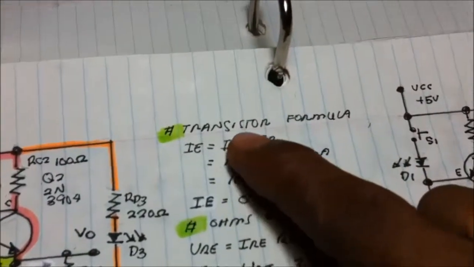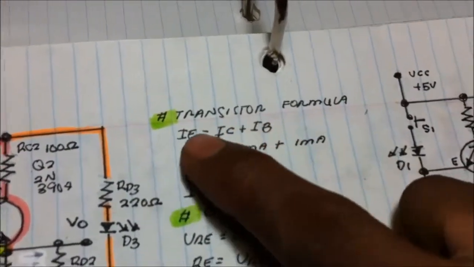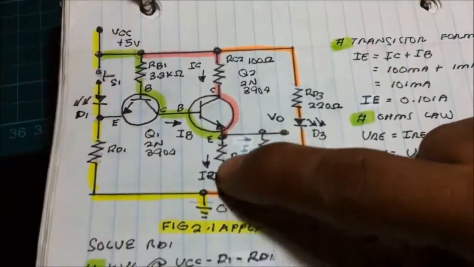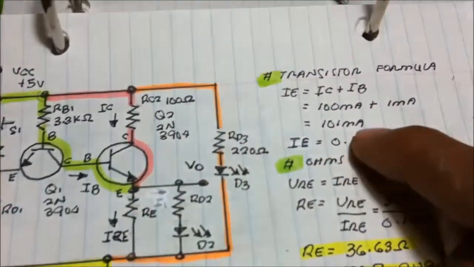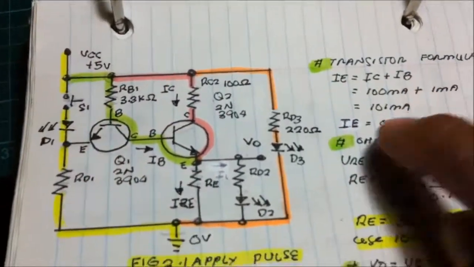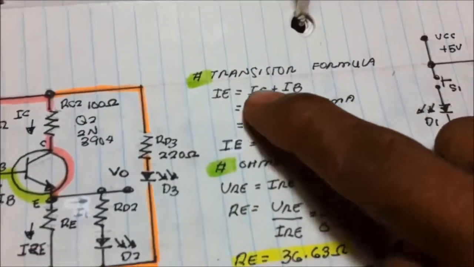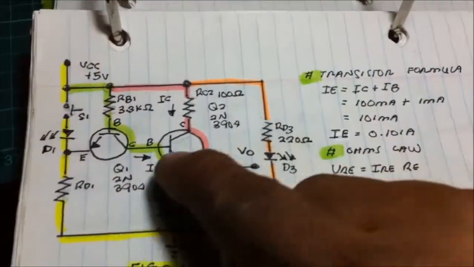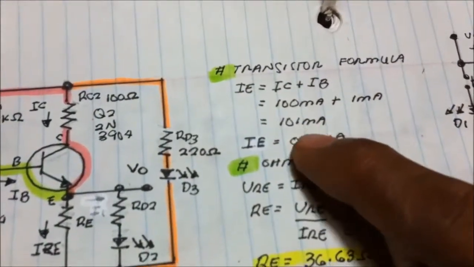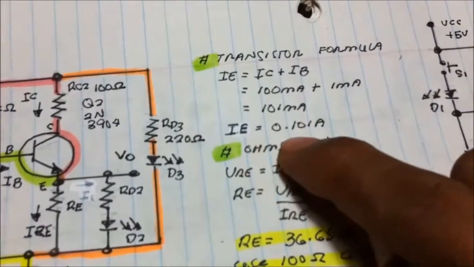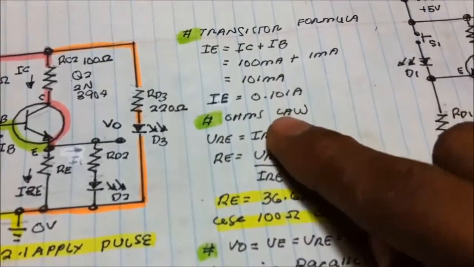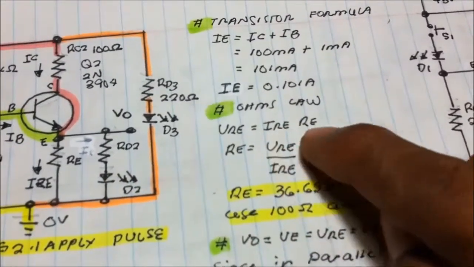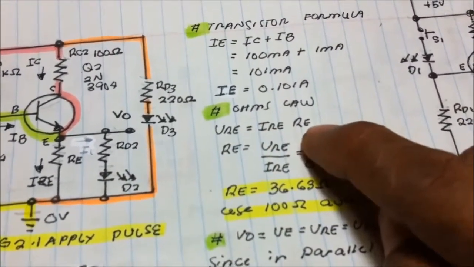Since we know this transistor formula, IE is equal to IC plus IB. IE, the current at the emitter, is equal to IC plus IB. So we know the collector current, which is 100 milliamps, plus 1 milliamp base current, we got 101 milliamps or 0.101 ampere. Using Ohm's law, the voltage at RE is equal to current times resistor.